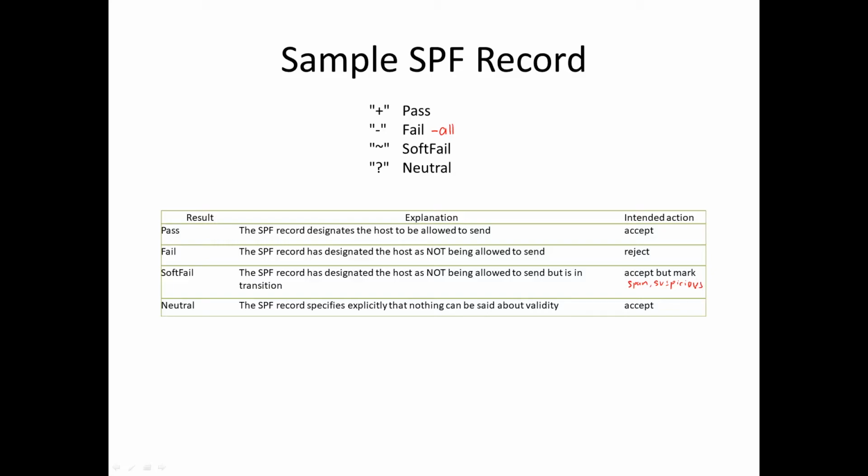So it's like saying that the host is not allowed but still complete the SMTP transaction and accept the email, provided that you will be marking it. And now the question mark, which is neutral, it means that nothing can be said about the validity and it should be treated the same as the non-result. This is actually useful when implementing domain-based message authentication or DMARC. Now that we understand how to create an SPF record, let's do some demo and know some ways on how to verify that the record is available.